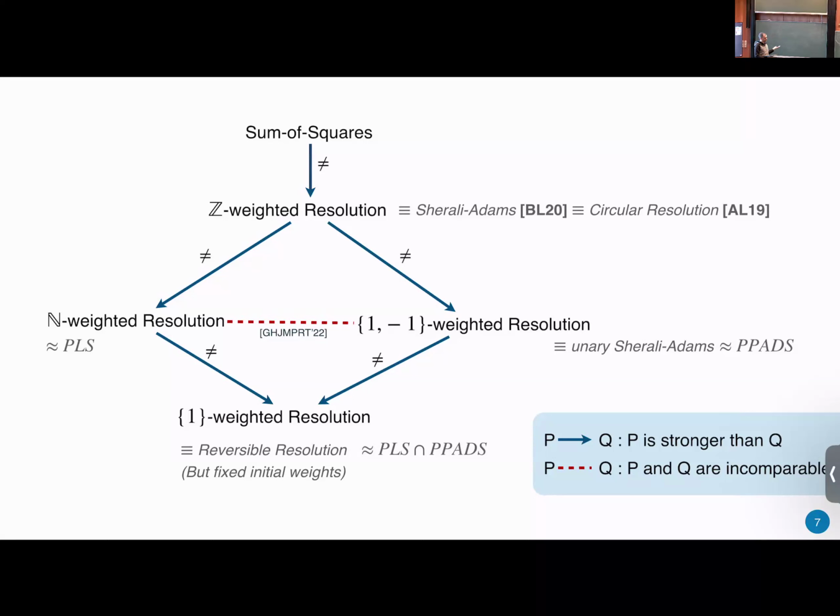Here, if we are thinking in the context of MaxSAT, the initial weights of the clauses are fixed. The multiplicity of the clauses is fixed. And weights plus and minus 1 will correspond to unary Sherali-Adams, which can also be used in the context of MaxSAT. Just think of the polynomials that you want to multiply your axiom by as minus 1, or minus the weights that you want for that.